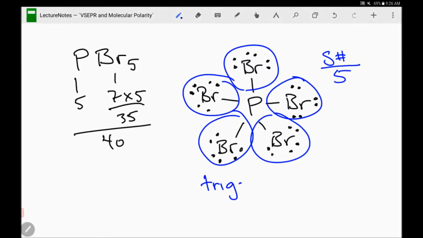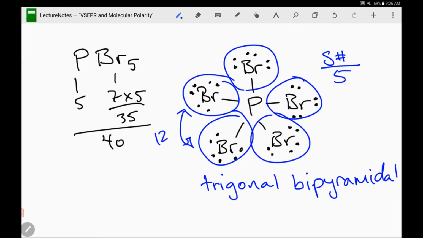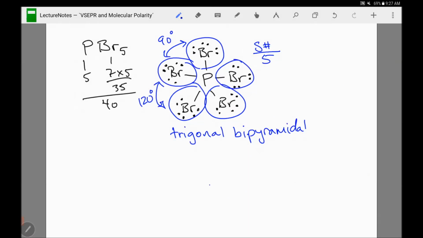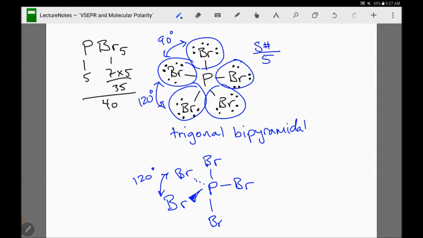So this shape is called trigonal bipyramidal, and the bond angle is 120, but also 90. A better way to draw it would be like this. Trigonal bipyramidal. The bond angle here is 120, and the bond angle here is 90. You're just going to have to believe me.